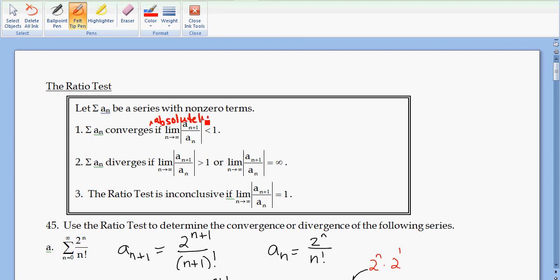So what that means is if you perform the ratio test on an alternating series and you get that the limit goes to something less than 1, the series converges absolutely, and you don't need to check to see if it's absolute or conditional convergence like you do with the alternating series test. It will just automatically be convergent absolutely. So that saves you a little bit of time. If it diverges, it still diverges.